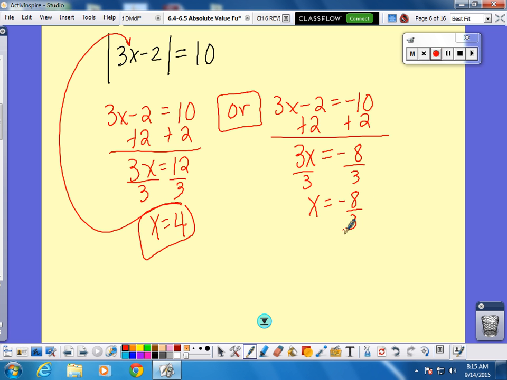And here's why I say that improper is better than mixed. If I plugged in -8/3 right here, what would happen with those two 3's? They cancel. What is -8 minus 2? -10. What's the absolute value of -10? +10. So if you had made this 2 2/3, then what would you have to do to plug it in? Plug it in properly. Or we can always use our calculator too, right? That works really well. All right, but both of those check, so both of those are solutions.